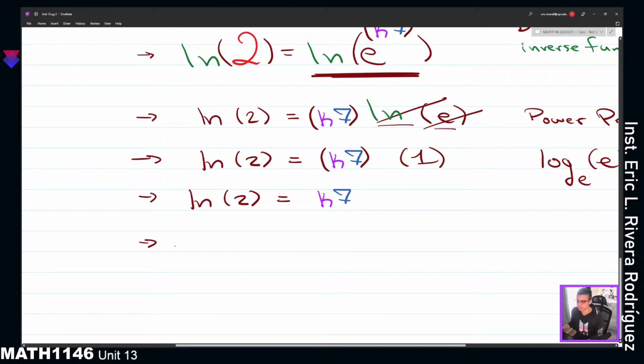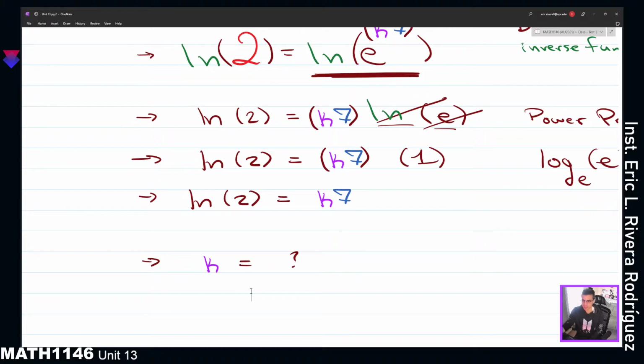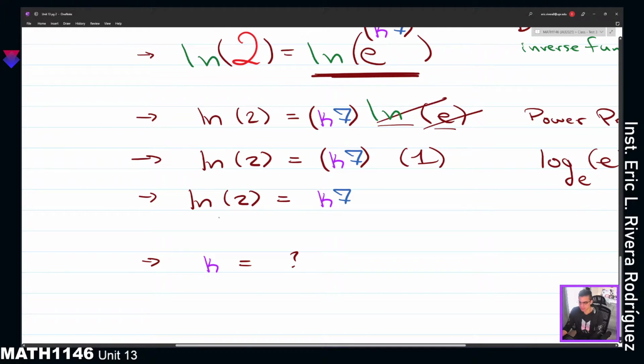What we need to do. What would you do to isolate k? I flip the places, but this, what is the step? What I'm asking you, what is the step between? Divide both sides by 7. So natural log of 2 divided by 7 is the value of k.